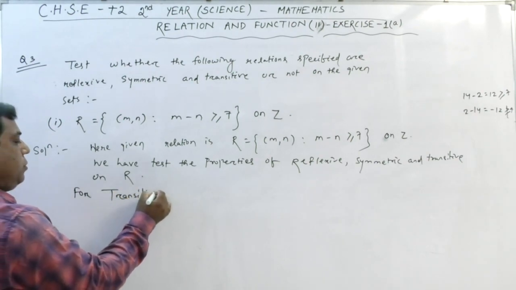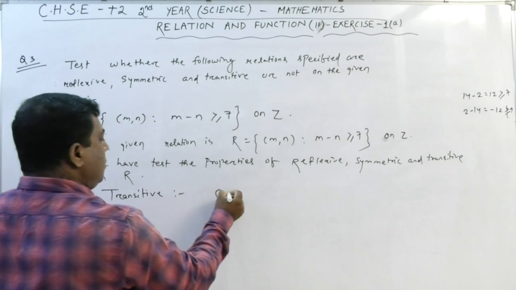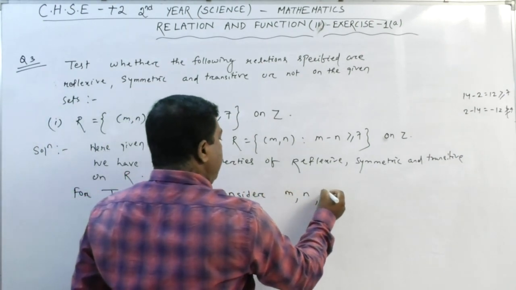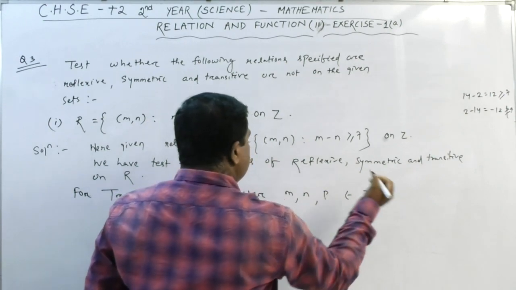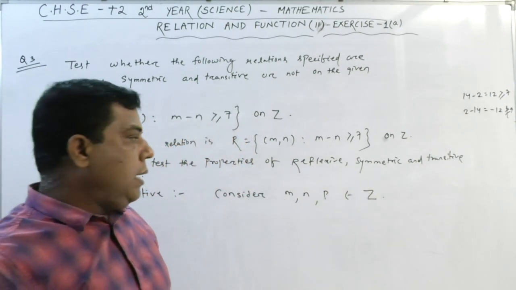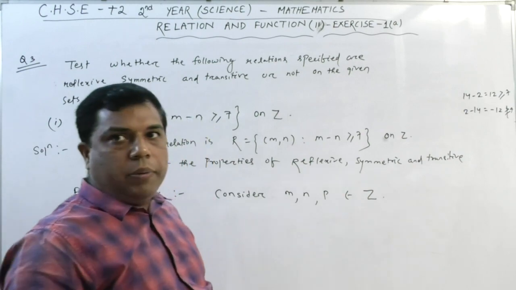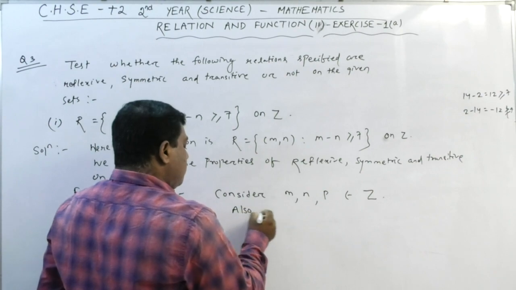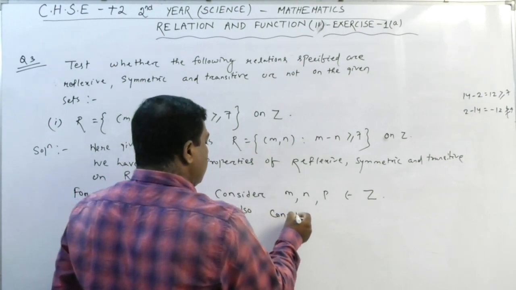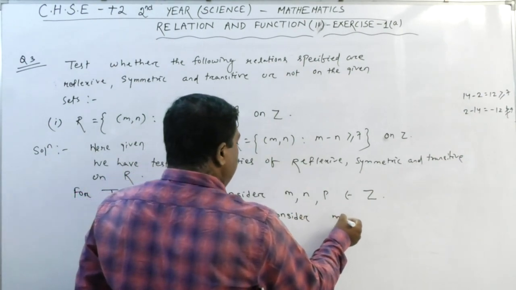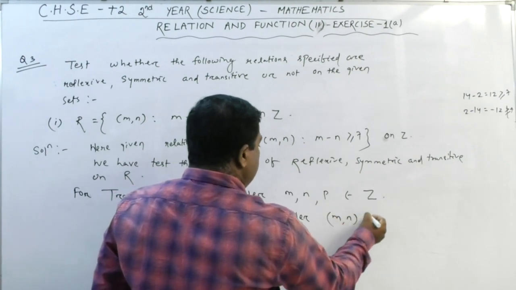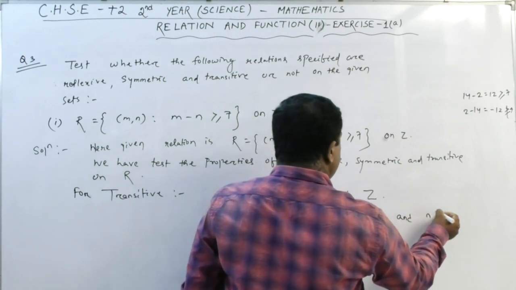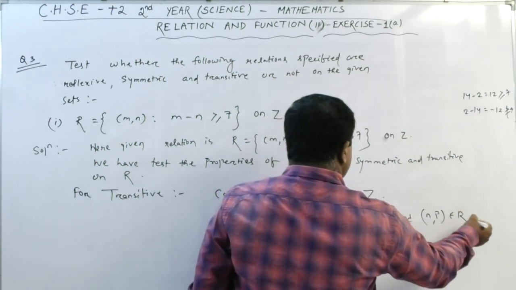For transitive, what we do, we take elements. Consider m, n and p belonging to Z. Three integers, I will take m, n, p, any three arbitrary values. Also consider the ordered pair (m, n) belongs to R, and (n, p) is also belonging to R.